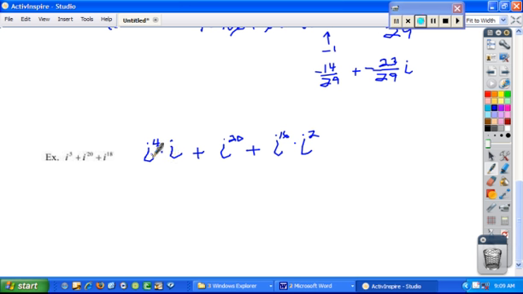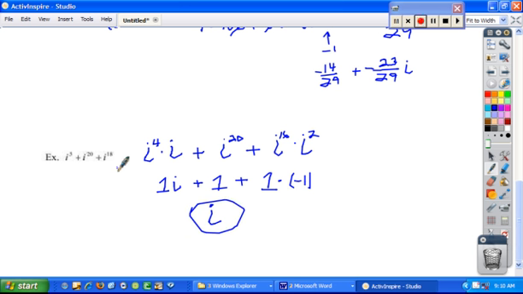Well, i to the 4th is just 1, so I get 1 times i. i to the 20th is just 1, so I have 1. Plus, i to the 16th is 1, so I have 1 times i squared, and i squared is negative 1. So I have 1 plus 1 times negative 1, those cancel. This didn't have anybody to cancel with, so I have just 1i, or i, and then 1 plus negative 1, cancel, gone. So that's my answer.